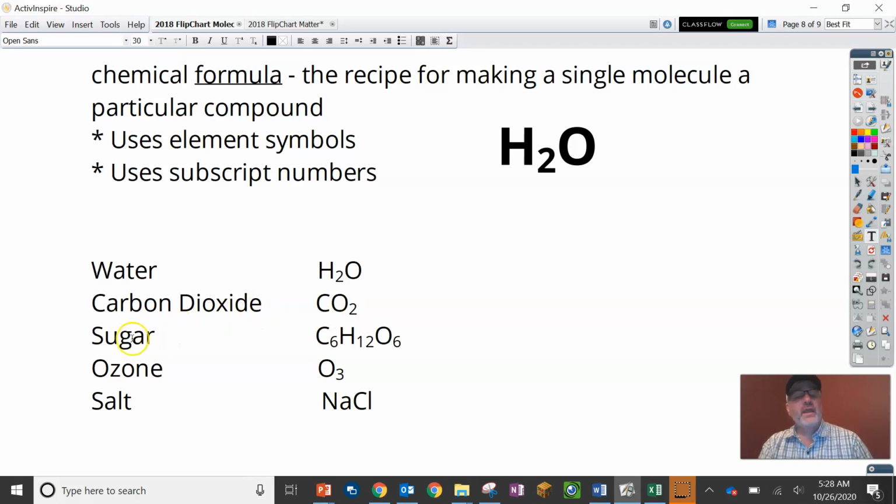Obviously, everything has chemical formulas. No one goes around calling sugar C6H12O6, but that is sugar's chemical formula. And here's a good example: salt's chemical formula is NaCl. I want you to notice that we didn't use any numbers here. So if you ever see an element symbol without any subscript numbers, we can just know that that means that it is a 1. So it's almost like we have a 1 down here. All right, so remember, this is the recipe for making a single molecule of a particular compound. We're going to use element symbols and we're going to use these subscript numbers.